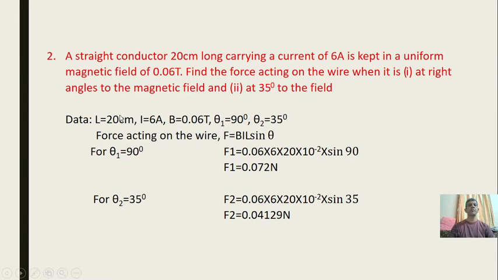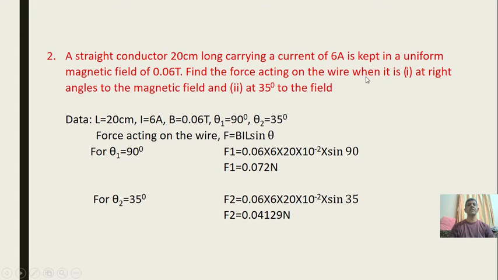The second problem: a straight conductor 20 centimeter long carrying a current of 6 ampere is kept in a uniform magnetic field of 0.06 Tesla. Find the force acting on the wire when it is at right angles to the magnetic field and at 35 degree to the field. Here a current carrying conductor is placed in a magnetic field.